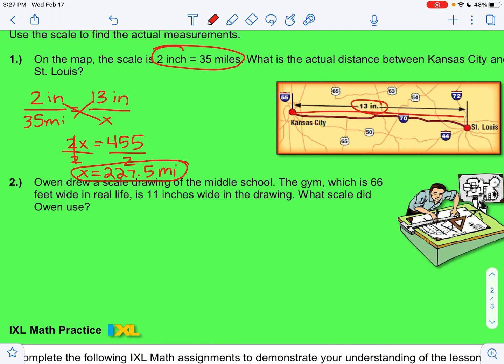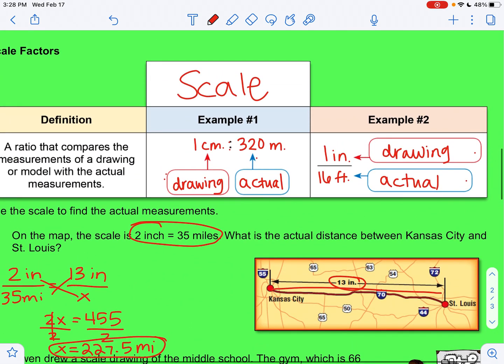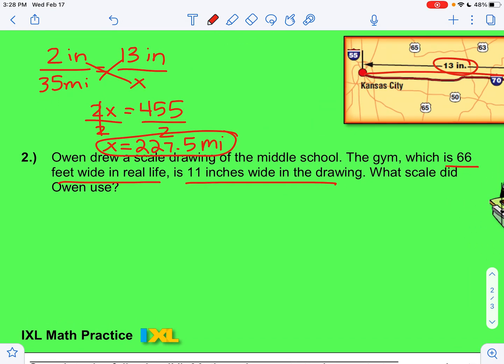So now let's take a look at the second one. Owen is drawing a scale drawing of the middle school. The gym, which is 66 feet wide in real life, is 11 inches wide in the drawing. What scale did Owen use? So the gym is 66 feet wide in real life, but it's only 11 inches wide in our drawing. Our scale, if you remember up here, is the drawing divided by the actual. So how big was our drawing? Right, it was only 11 inches. And how big is the actual gym?